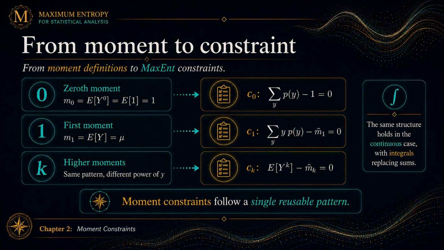And similarly with the first moment, the constraint just becomes the theoretical moment, which is the sum of y times p of y. That's how you take the mean, the first moment, minus the sample moment. And you can do that for every moment, all the way down. And again, for continuous distributions, we're using integrals instead of sums.